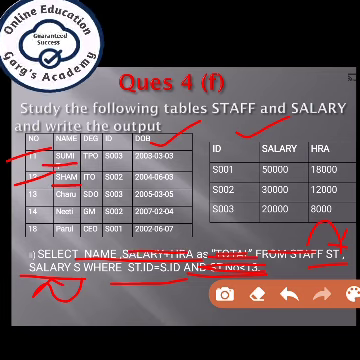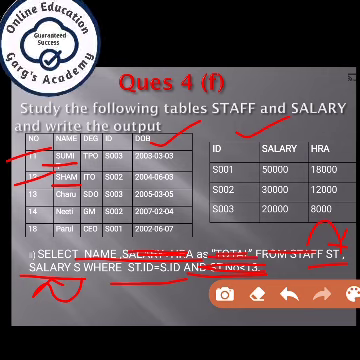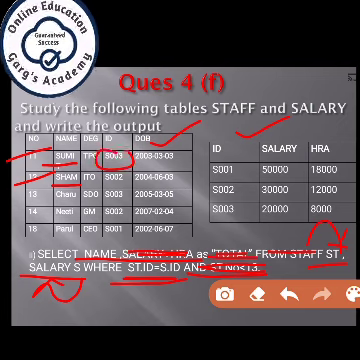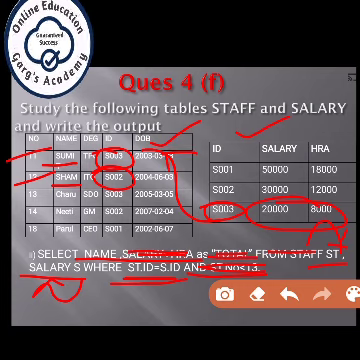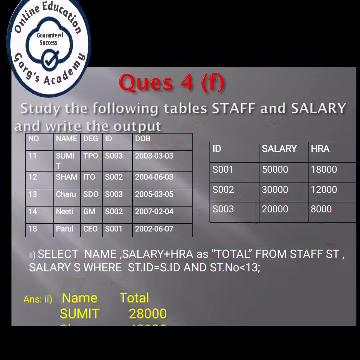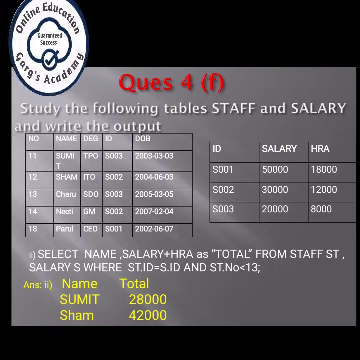Then you have to write salary plus HRA. Now how will you calculate the salary plus HRA? There is one condition, see it carefully: st.id is equal to s.id. So first you will check the ID of Sumit and then of Shyam, and then corresponding to S003 you will add salary plus HRA and write for this record. Then for Shyam you will write for this record. So the answer will be for Sumit 28,000 and for Shyam 42,000.